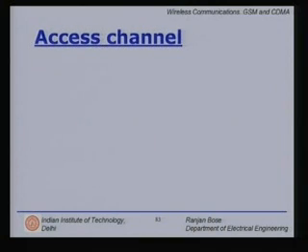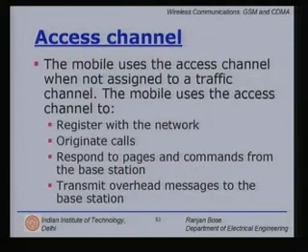Now, what do we mean by access channel? The mobile uses the access channel when not assigned to a traffic channel. The mobile uses the access channel to do the following. First, it has to register with the network. So, the moment you switch on the phone in any territory, you have to register with the network, to tell it, okay, I am there, I can be paged later on. The access channel is also used to originate calls, respond to pages and commands, and transmit overhead messages to the base station.